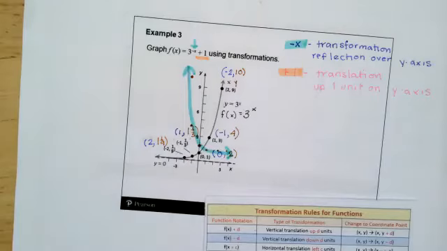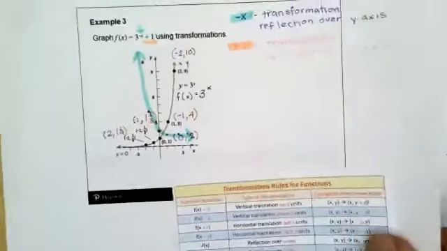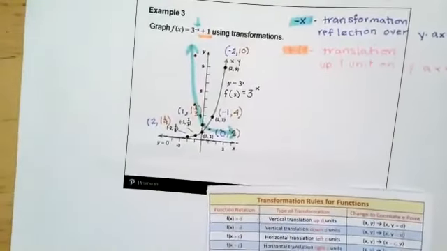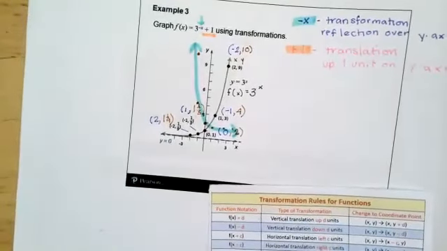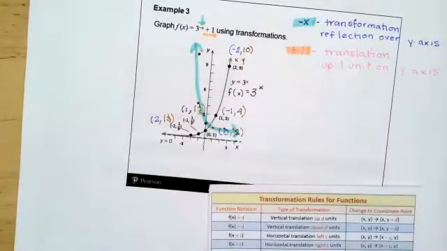And that is the transformation of 3^x to 3^(-x) + 1, using the transformation rules for functions because these are still functions. Good. The parent function was f of x equals 3 to the power of x. We reflected it across the y and we shifted it up 1. The horizontal asymptote is now y equals 1, right? Instead of y equals 0. All right, that was example 3.